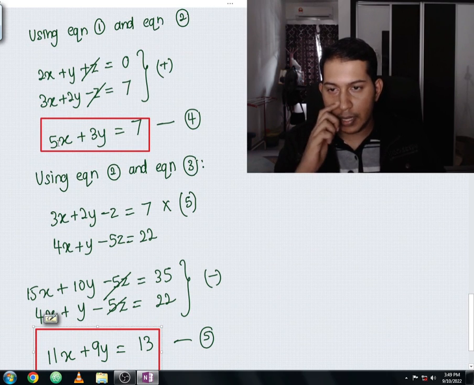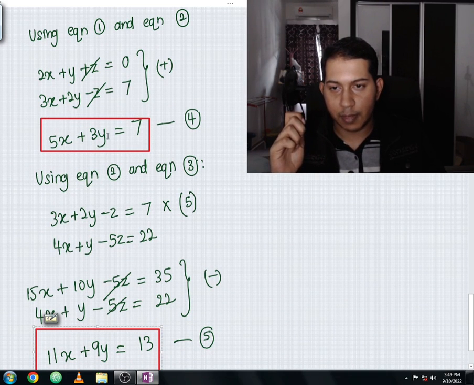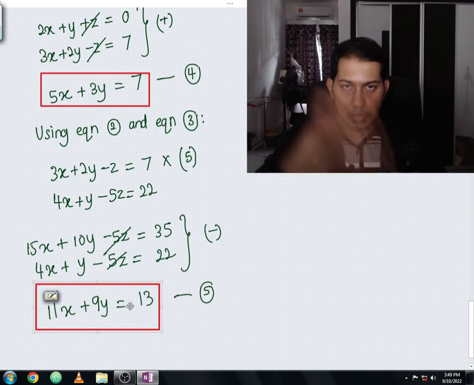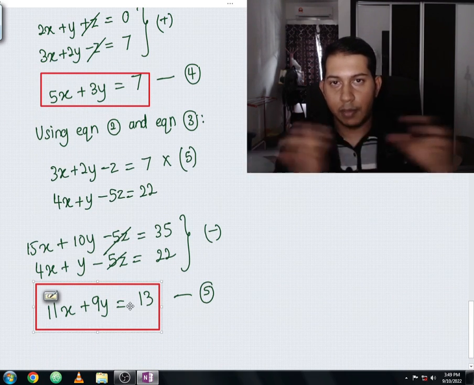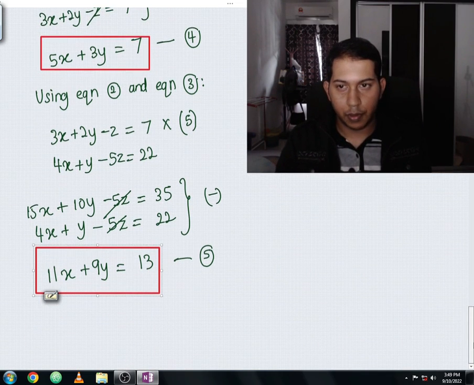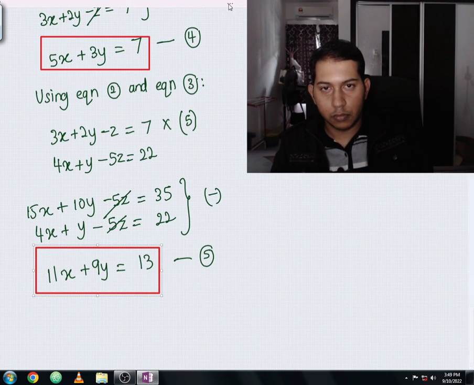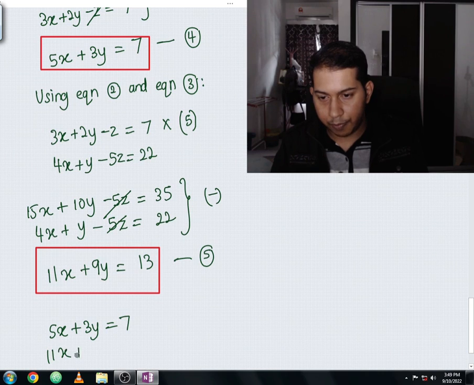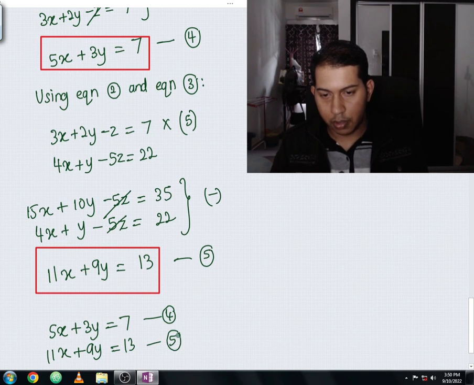Now within these 2 equations, 5x plus 3y equals 7 and 11x plus 9y equals 13, we're going to proceed to the next step, by reducing the 2 variables to 1 variable using the same elimination method. So from here, 5x plus 3y equals 7, 11x plus 9y equals 13. So this is equation number 4 and this is equation number 5.